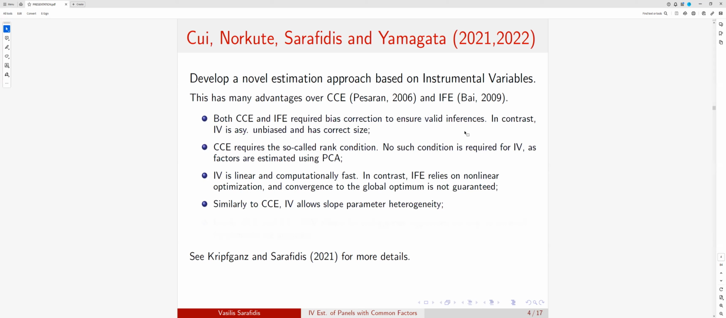Fourthly, our approach allows for slope parameter heterogeneity using a mean group type procedure. And finally, our approach allows for genuine endogeneity, such as reverse causality, so long as external instruments are available. In our Stata Journal paper, where the Stata package xtivdfreg is documented, Sebastian Kripfganz and myself provide further details.